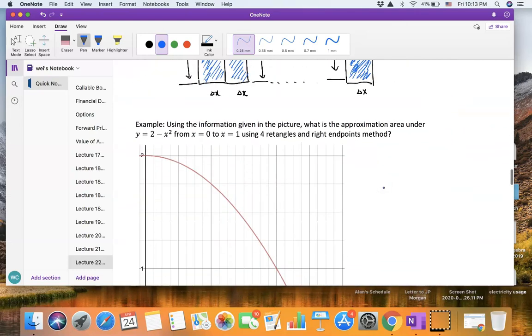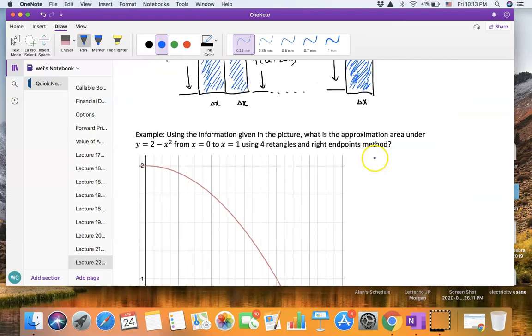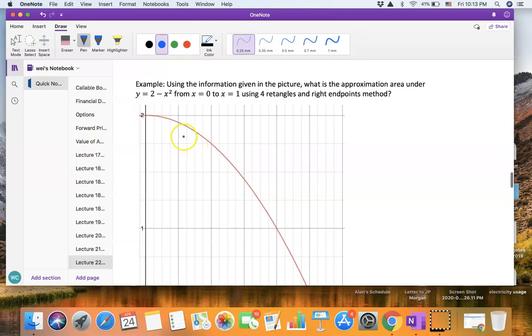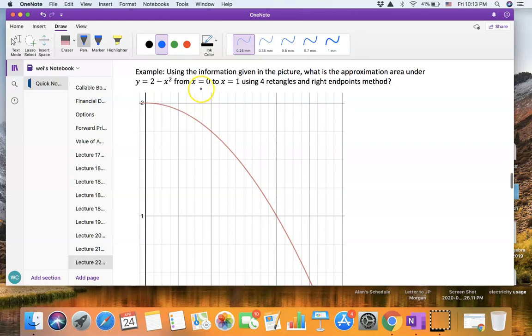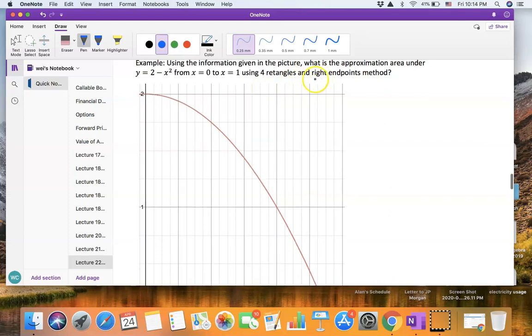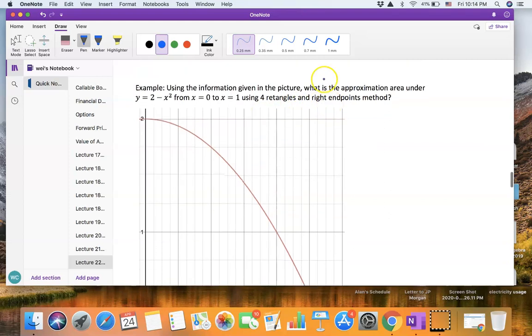Okay. Now let us use this method to try this problem. We use the information given in the picture to approximate the area under this curve y equals 2 minus x squared from x equals 0 to x equals 1 using 4 rectangles and using a right endpoints method.